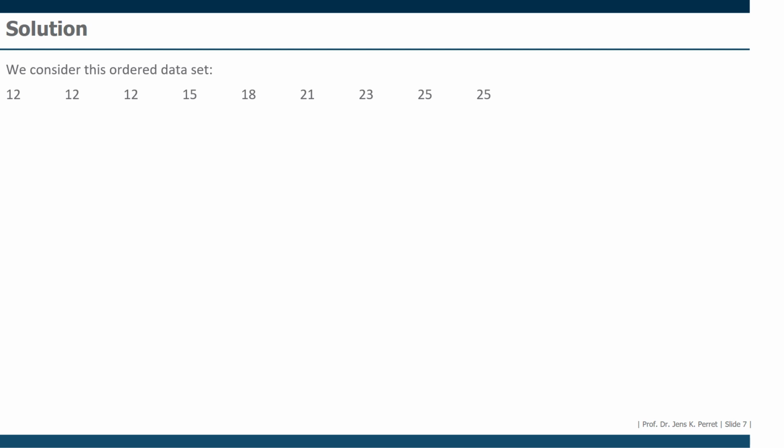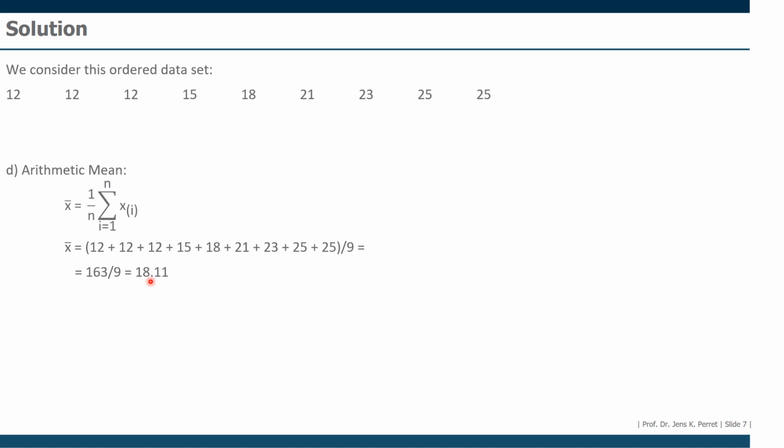The standard version for the arithmetic mean also would use the ordered data set, and it would simply continue by using this formula, meaning we're going to add up all the different observations. So we're going to add up 12 plus 12 plus 12 plus 15 and so forth, and then divide it by the number of observations. So 9 observations, we're going to divide by 9, giving me an average of 18.11.